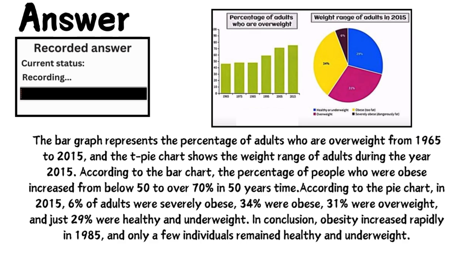The bar graph represents the percentage of adults who were overweight from 1965 to 2015, and the pie chart shows the weight range of adults during the year 2015.